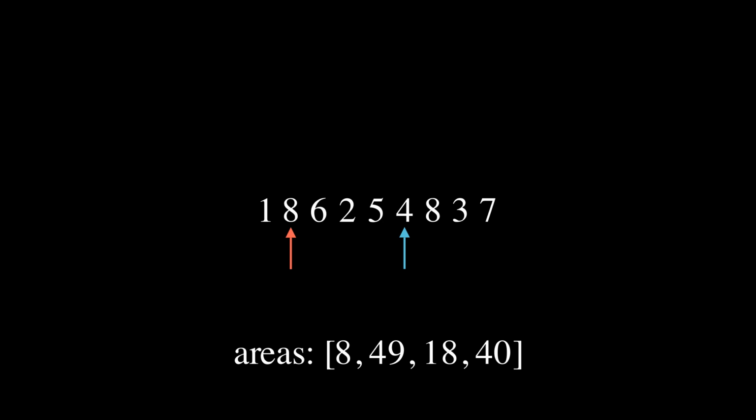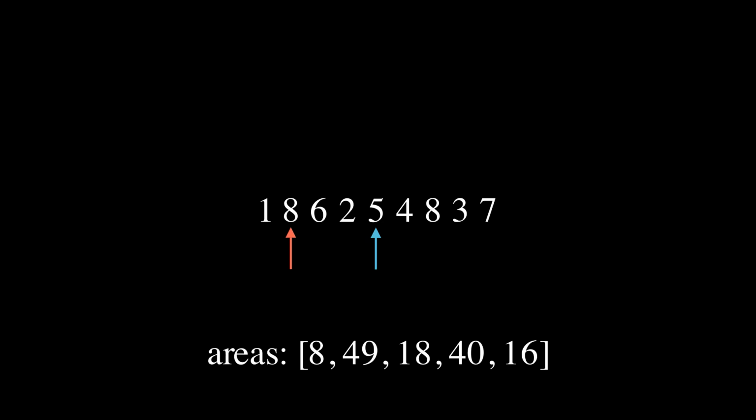Let's test this idea with an example. So what we'll do is place the pointers on either end of the list. 1 is the smaller number, so we move the left pointer up by 1. Then 3 is the smaller number, so we move the right pointer down by 1. We will continue in this way until the pointers meet. At last, we see that in our list of areas, 49 is the biggest area that we were able to find.